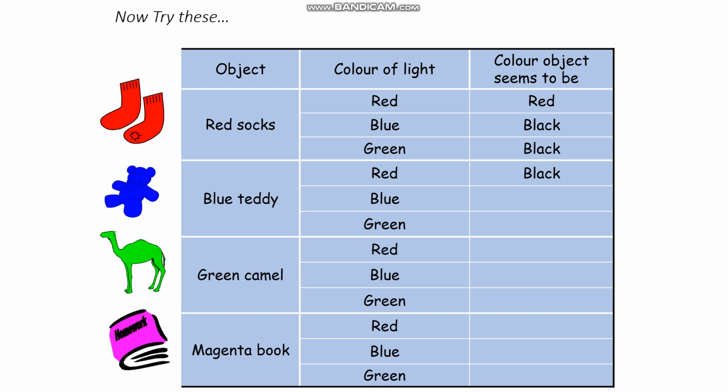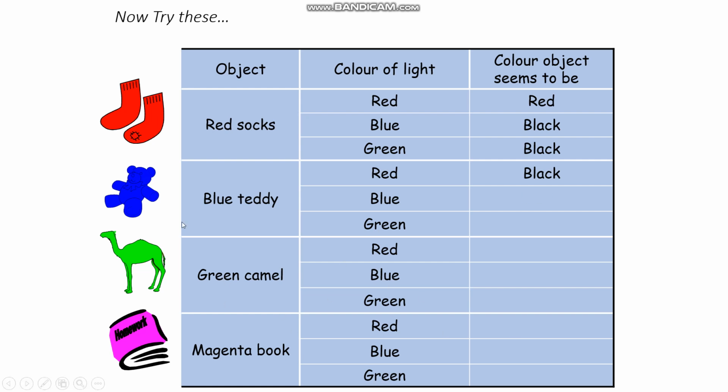So if I give you the top one as an example here, we've got a red object, red socks, and if that's been seen in red light, then the red socks will reflect the red light and they will appear to be red. If you shine blue light on red socks, the blue will be absorbed and so the socks will appear to be black. Likewise, if you've got red socks and you're shining green light, the green light will be absorbed and the socks will appear to be black. Okay, have a go at the remaining ones now. Pause the video, see how many you get right.